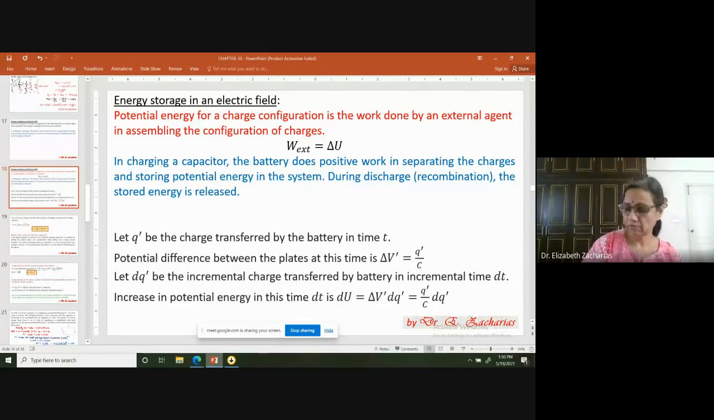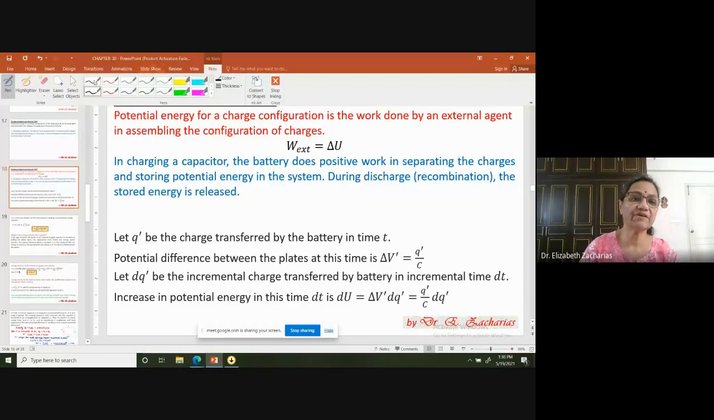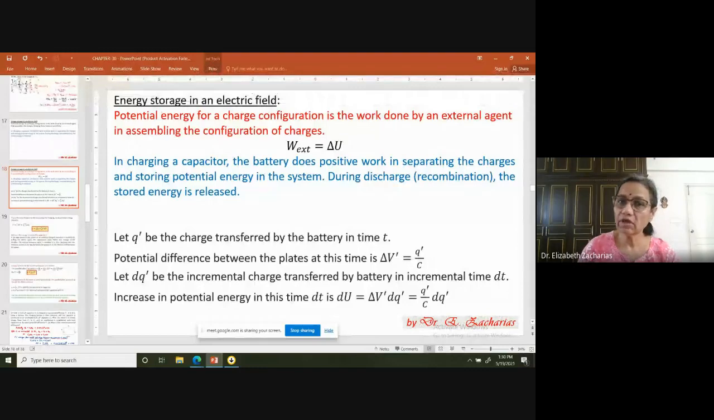So we are now continuing with what was discussed in the last class. We are talking about a capacitor and seeing how capacitors can store energy. Okay, and if you remember what you have studied in chapter number 28, you know that work done in arranging charges in a certain configuration is equal to the change in potential energy.